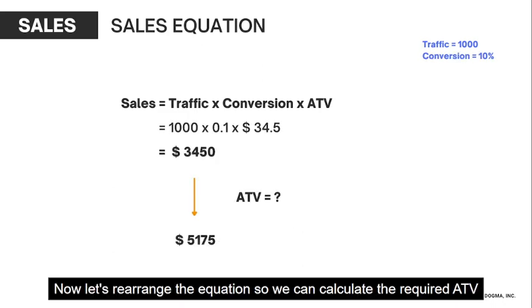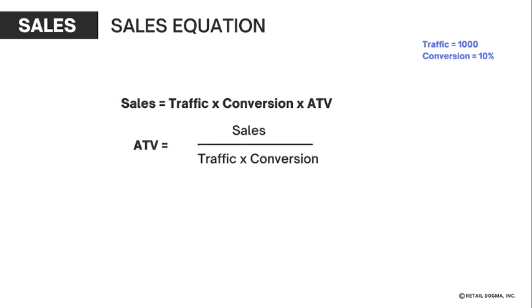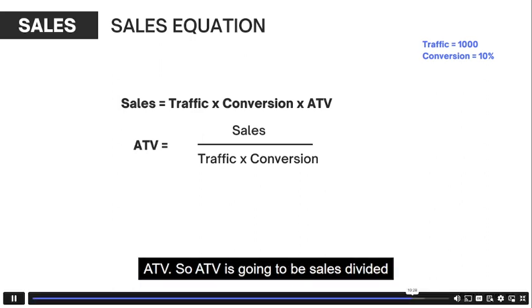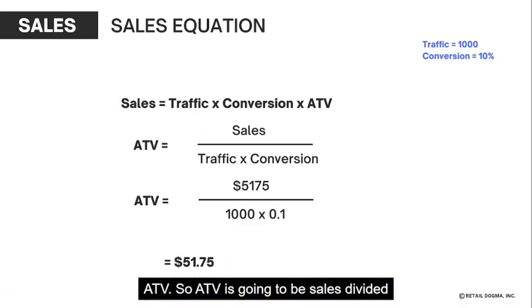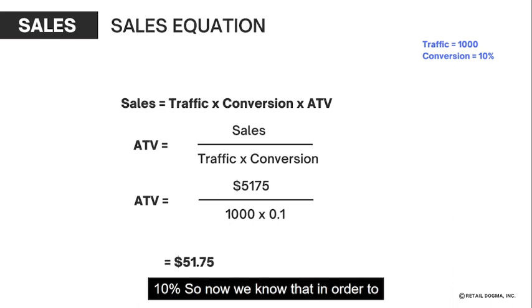Now let's rearrange the equation so we can calculate the required ATV if we maintain the same conversion of 10%. Sales equals traffic multiplied by conversion by ATV. So ATV is going to be sales divided by traffic multiplied by conversion. So this same sales target of 5,175 can be achieved if ATV is lifted from 34.5 to 51.7 while maintaining the same conversion at 10%.